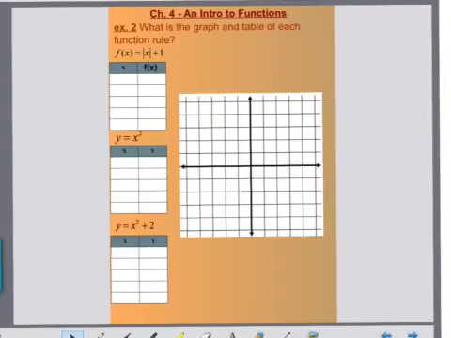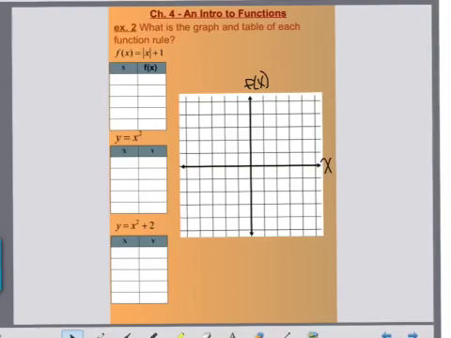Next, we just have a few functions that we're going to graph. So I'm going to start off, since we're graphing functions, by labeling this f of x and this x. So instead of x and y, it's f of x and x. Now, let's pick a few x values to start out with. Well, we see that the first one is using absolute value. So we want to see what happens when x is negative.